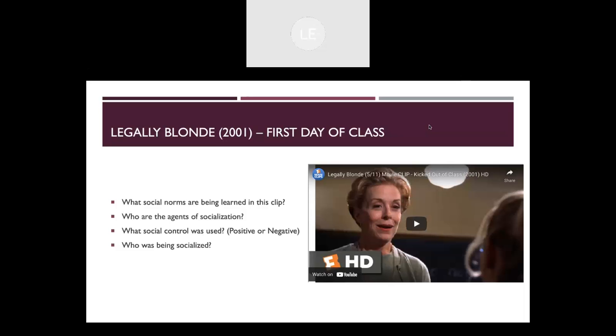Her boyfriend decided to go to law school and told her that they needed to break up because they were just too different, and that she was a fashion girl and he was going to be a lawyer. She decided to work hard and get into law school, to show him and to regain his love. And this is her first day of class at Harvard Law School.